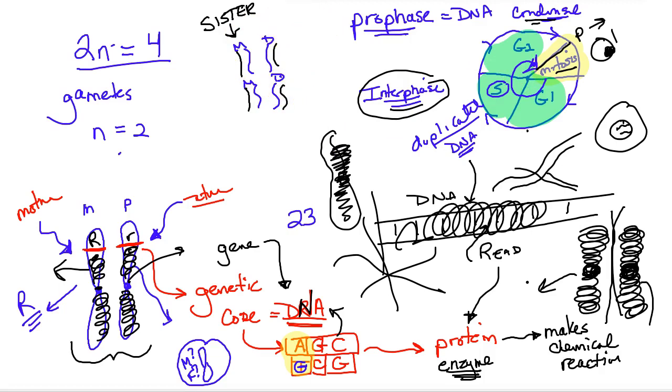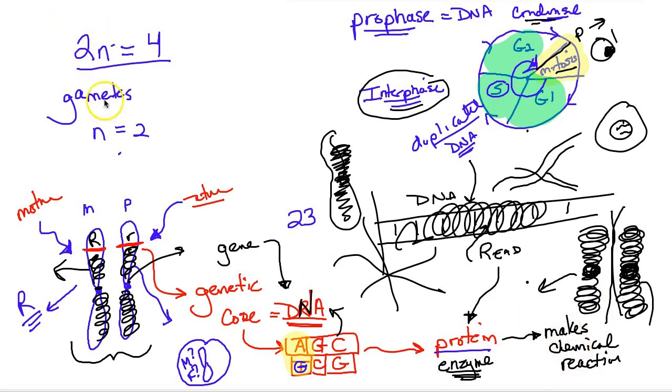But this will look a little different, and this is really important. Remember, when we duplicate the cell, we want an exact copy. Why do I want an exact copy? Because if I have a cell that's making insulin in my pancreas, I want it to have the exact genetic code to keep making the protein that drives the chemical reactions to make insulin. I don't want any changes. I don't want genetic diversity.